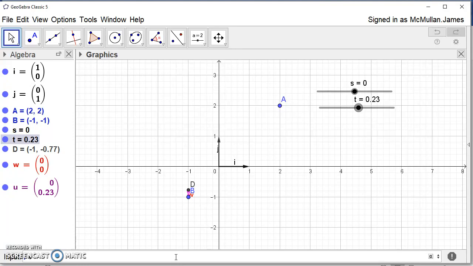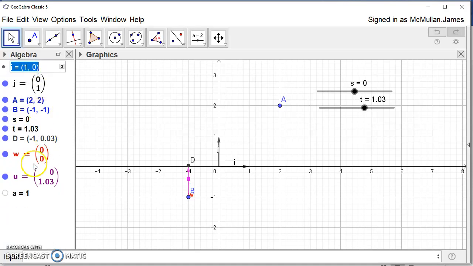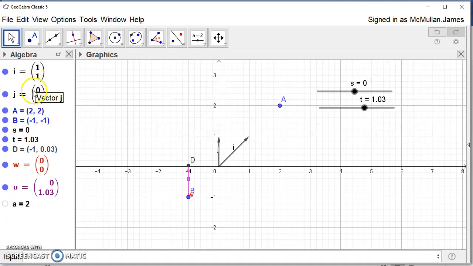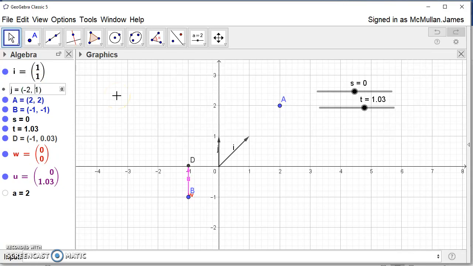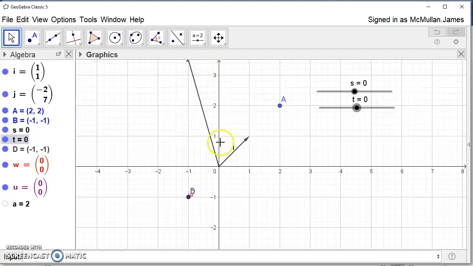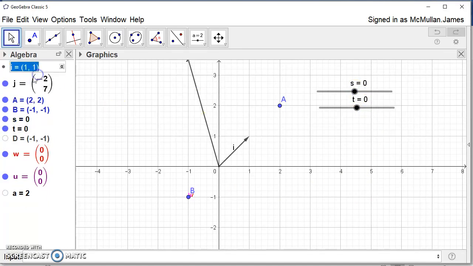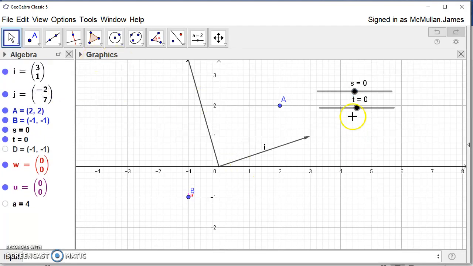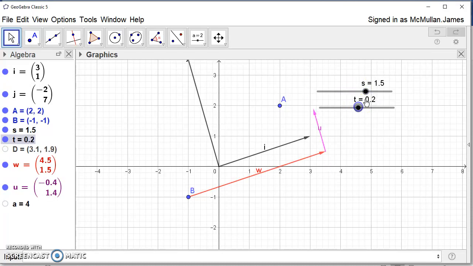Now again, imagine we change i so that instead of 1, 0, it's now 1, 1. So it's pointing off in this different direction. And then let's make j something, I don't know, -2 and 7. So now i and j are pointing off in these completely weird directions. And yet, if I think of my origin as point B and my destination as point A, there is still a way for me to, we'll make this even stranger, let's make it 3, 1. There's still a way for me to stretch this out and still get to wherever I need to get to.